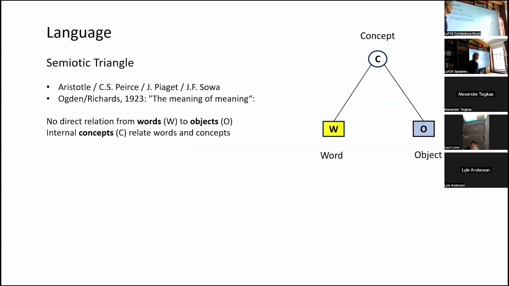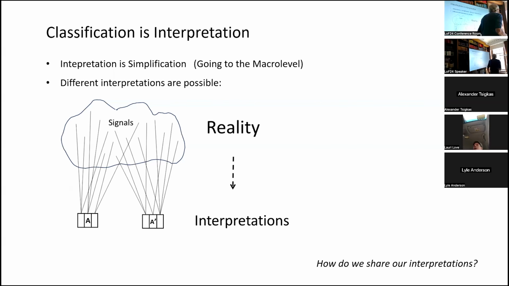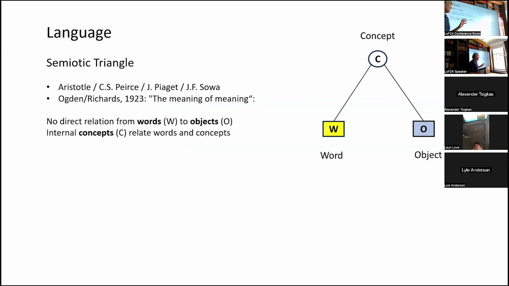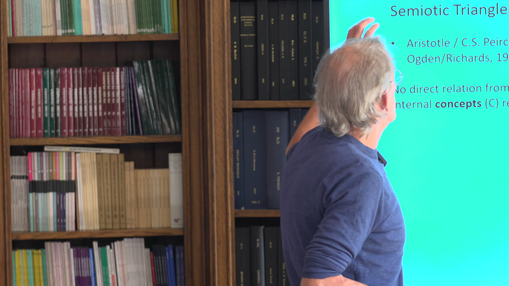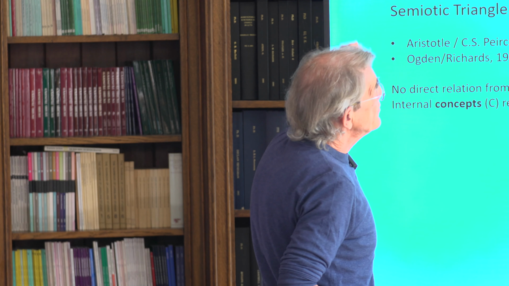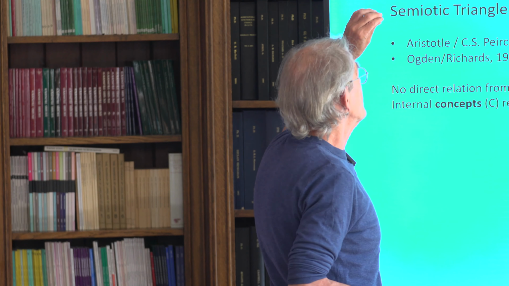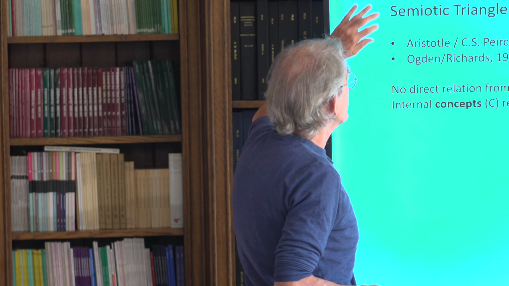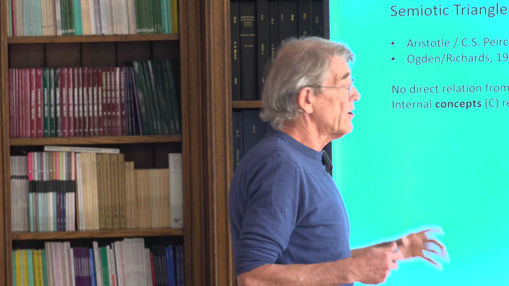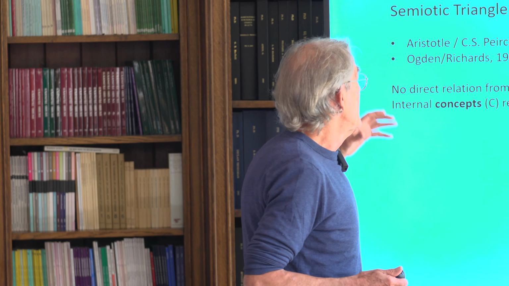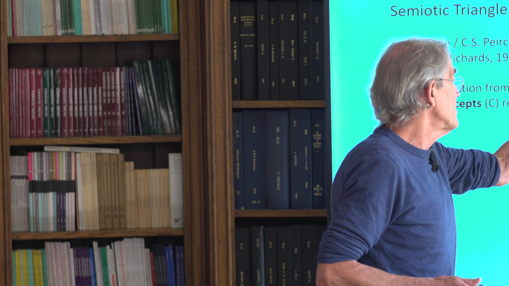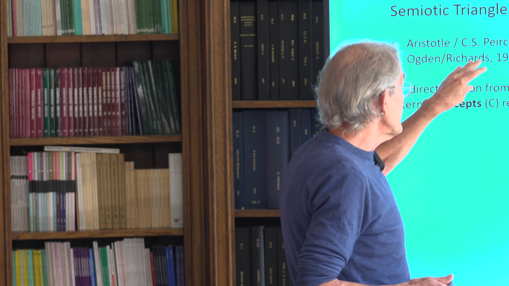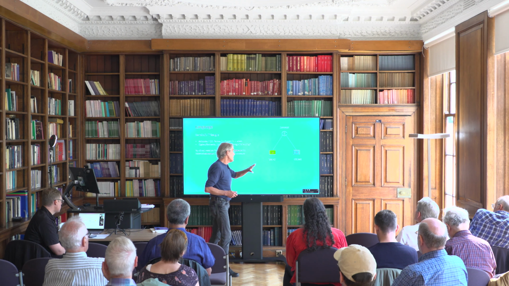Language has to do also with these interpretations, because language is a slippery thing. So there is a lot of misunderstanding in words. This is best shown with the semiotic triangle. The semiotic triangle has a very, very long history: Aristotle and many others, Peirce, Piaget, I know it from Sova, Ogden and Richards formalized this very fine.